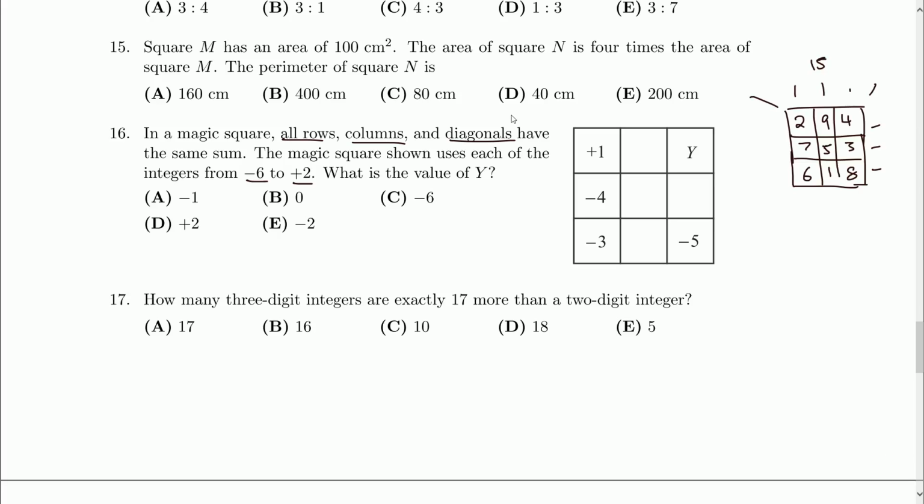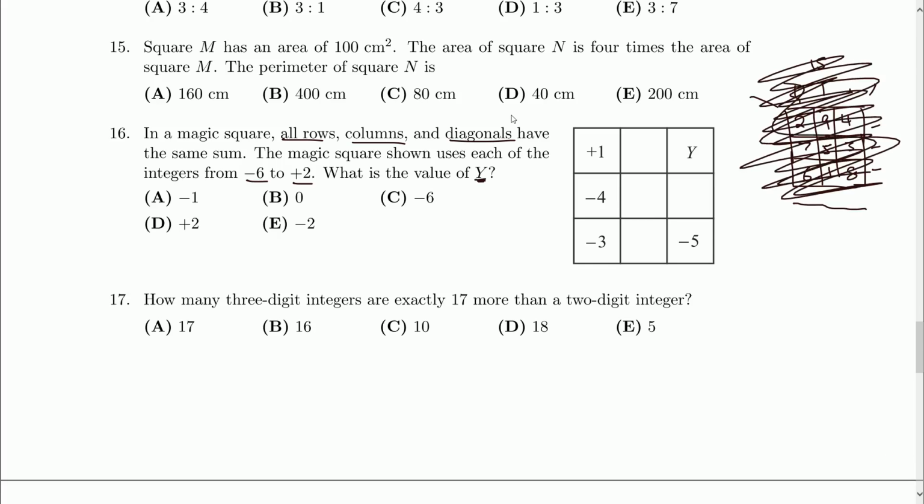Okay, so what we've got here is a magic square, and it uses all the integers from -6 to +2. What's the value of y? It uses all the numbers from -6 to -2. I just used the numbers from 1 to 9. So if you knew this magic square, I think you probably could just subtract 7 from every entry in here. I'm pretty sure it'll work. But let's pretend we didn't know that.